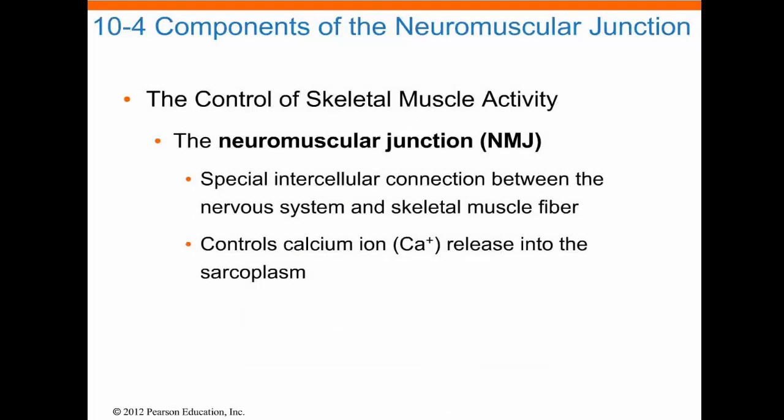So the control of skeletal muscle activity is at the neuromuscular junction. There is a special intercellular connection between the nervous system and the skeletal muscle fiber, and it controls calcium ions, one of the body electrolytes, known here as Ca2+, so it's a positively charged ion, to release into the sarcoplasm.